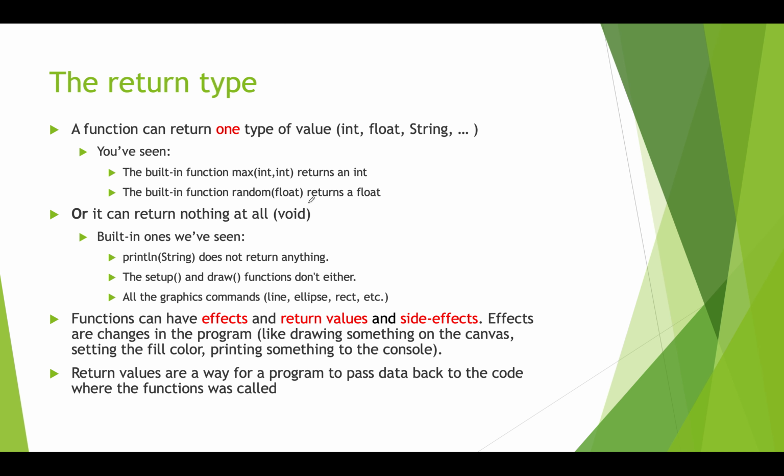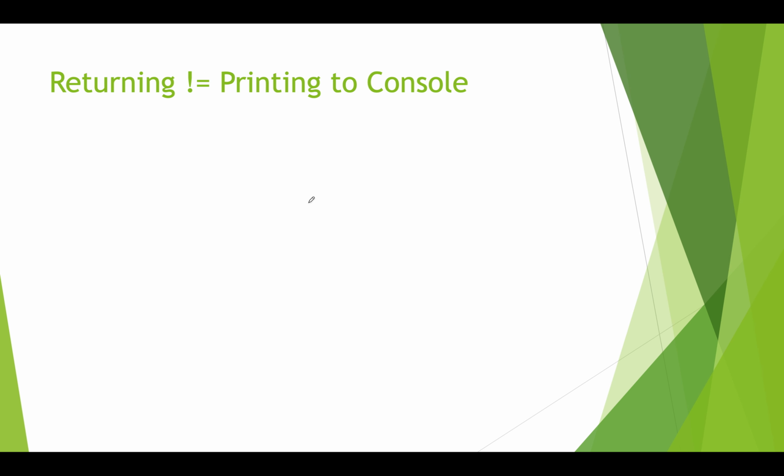So functions can have effects, things that the user can see in terms of a change in the way the program appears. They can have return values, which are pieces of data that are passed back. They can also have side effects, which are things that happen in the background that are not visible. We'll talk more about those in a future video. The return value is a way for a program to pass data around, and it's a safe way to transfer data. One of the things that often confuses people is they think that printing things out to the console is the same as returning data.